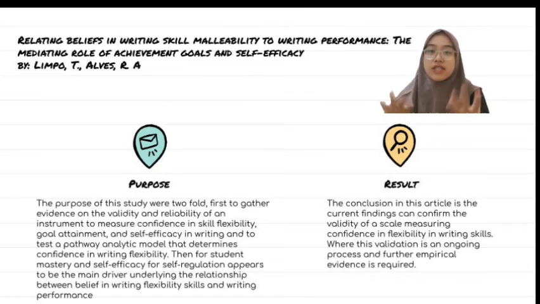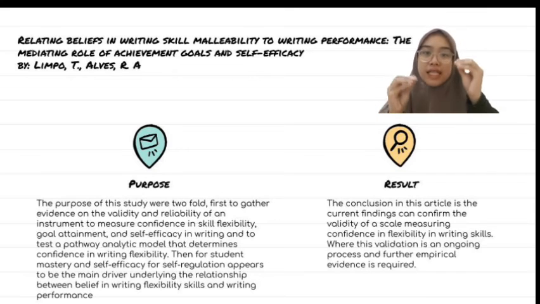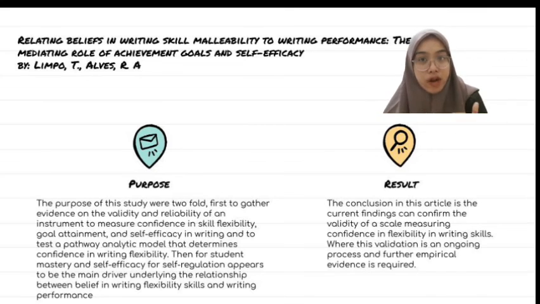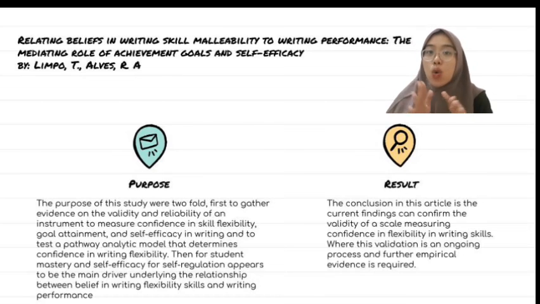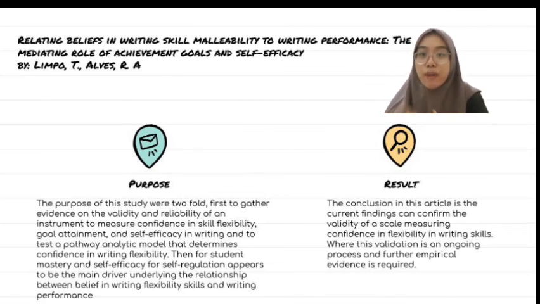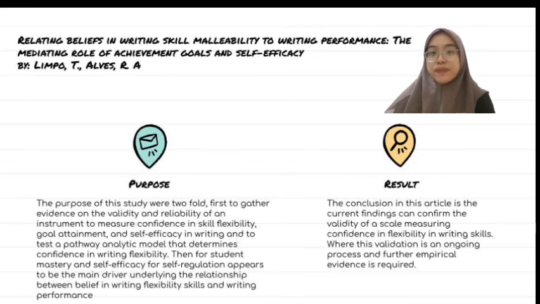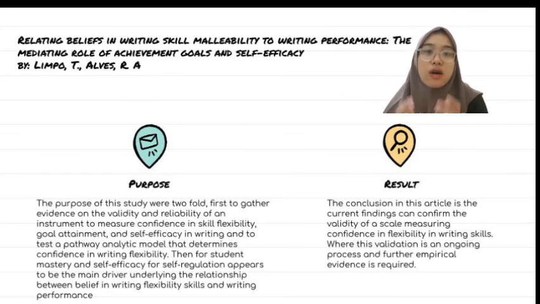Result, the conclusion in this article is the current finding can confirm the validity of the scale measuring confidence in flexibility in writing skill, where this validation is an ongoing process and further empirical evidence is required. So, the conclusion is that this writing skill can be developed in any form.